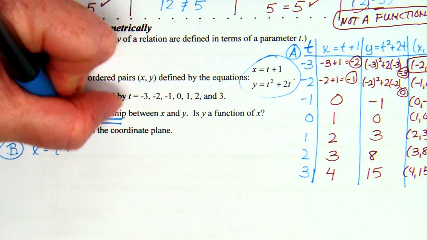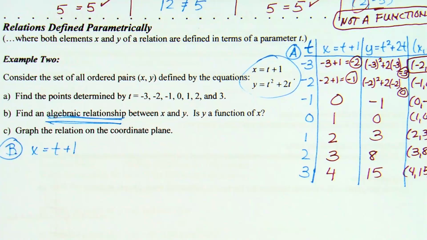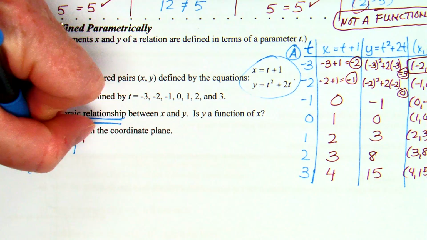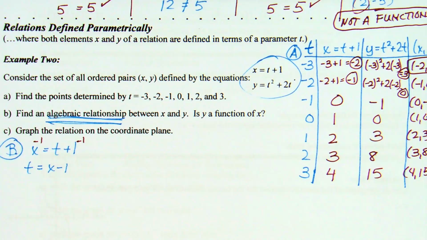Well, we can't set them equal to each other because they're not equal to the same thing. If we could get them both equal to t, we could set them equal to each other. I picked the easier looking equation. What happens if I take x equals t plus 1 and solve it for t? Okay. We're solving this for t. Subtract 1, subtract 1. Aiden says t equals x minus 1.